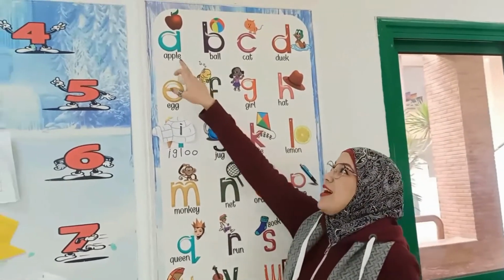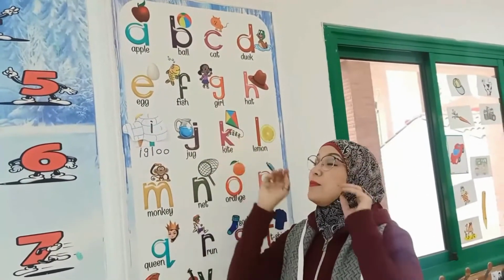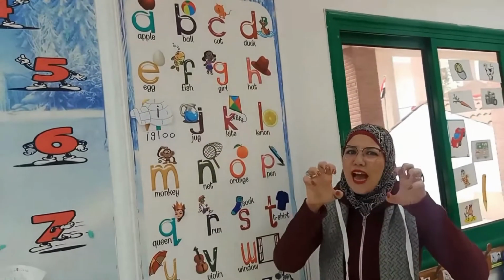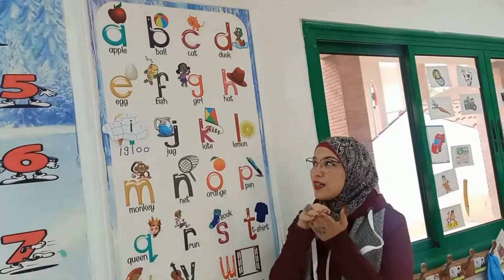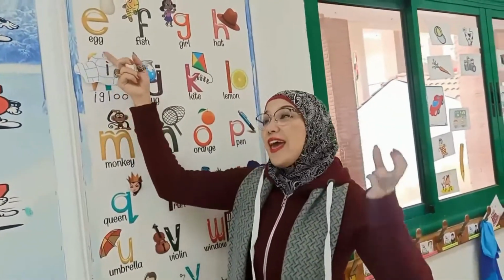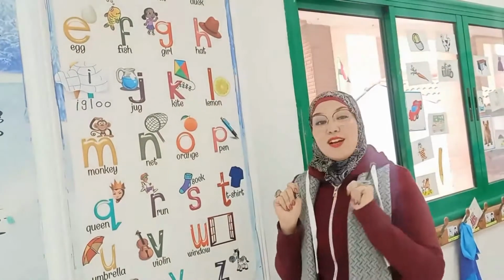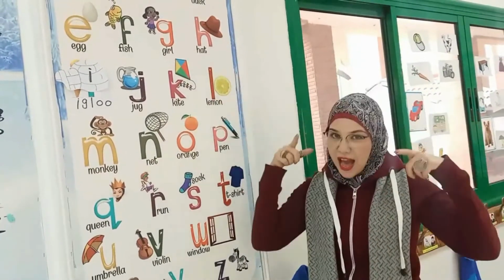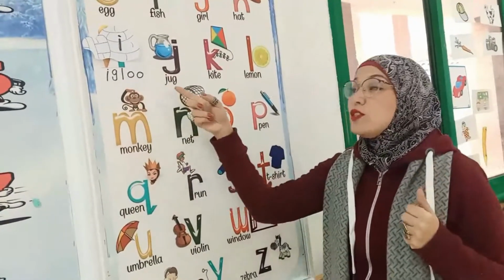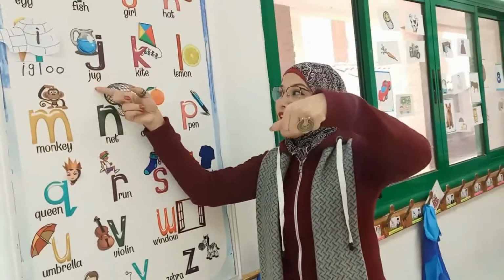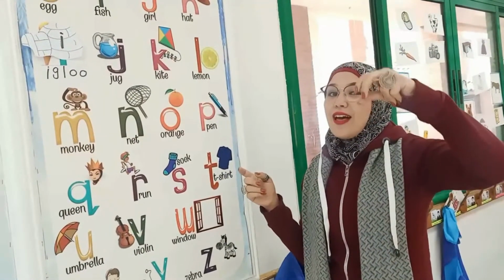Yes, let's start. A is for apple, a apple. B is for ball, b ball. C is for cat, k cat. D is for duck, d duck. E is for egg, e egg. F is for fish, f fish. G is for girl, g girl. For hat, hat. E is for igloo, igloo. J is for junk, junk. K is for kite, kite. L is for lemon, lemon.